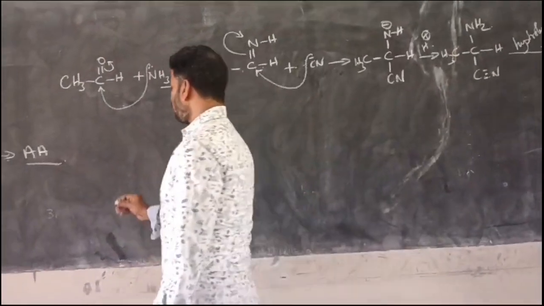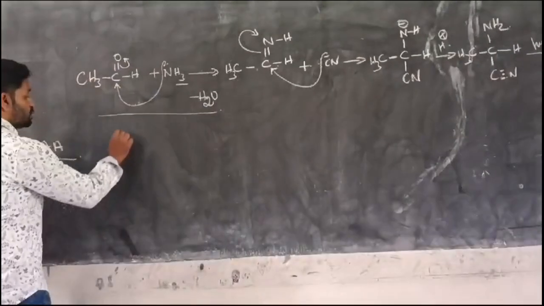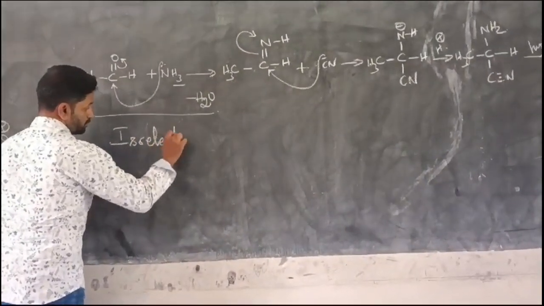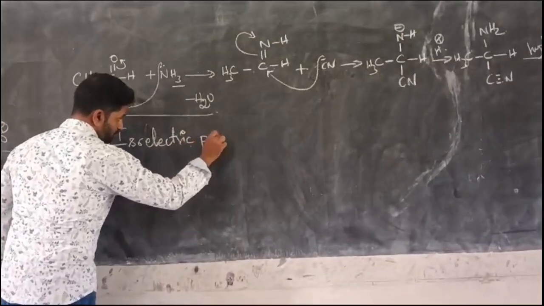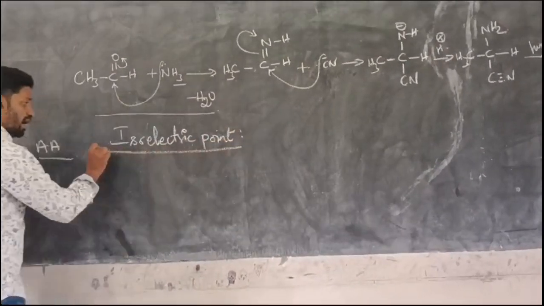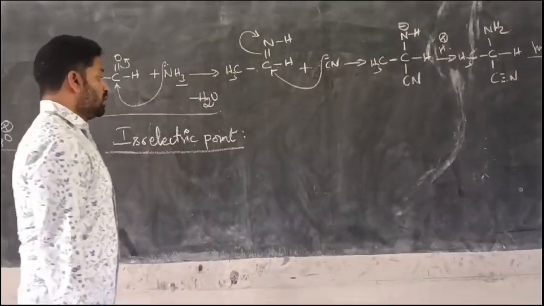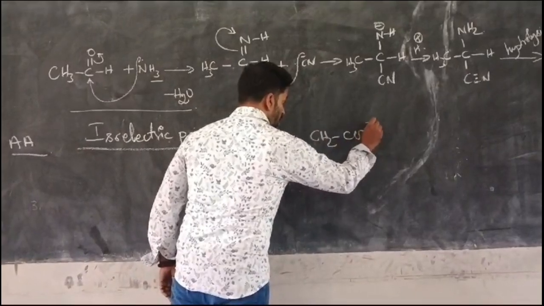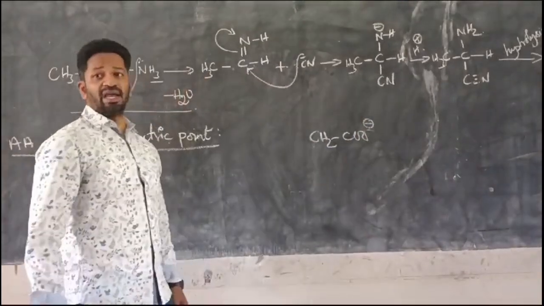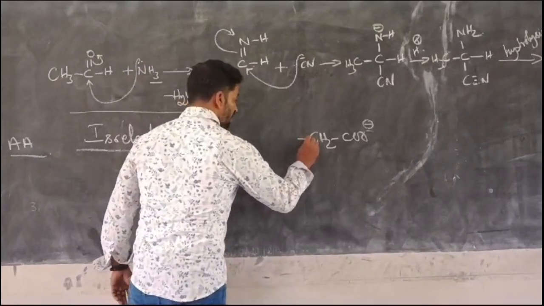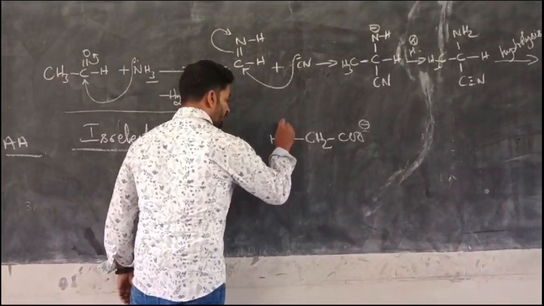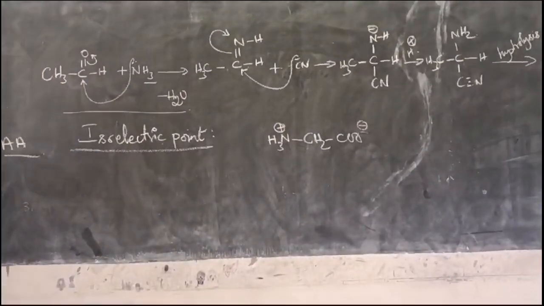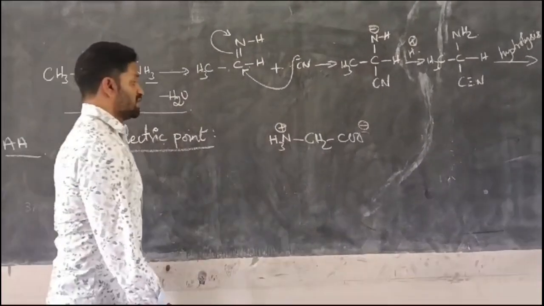Next step, isoelectric point. We know that the amino acid is zwitterionic in nature: CH2, COO minus carboxylate anion, and we have NH3 plus. So it contains both charges, plus and minus. It is acidic as well as basic in nature, right?